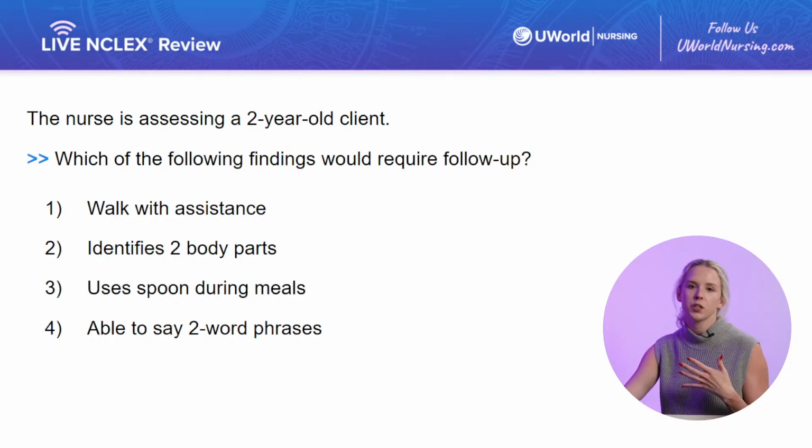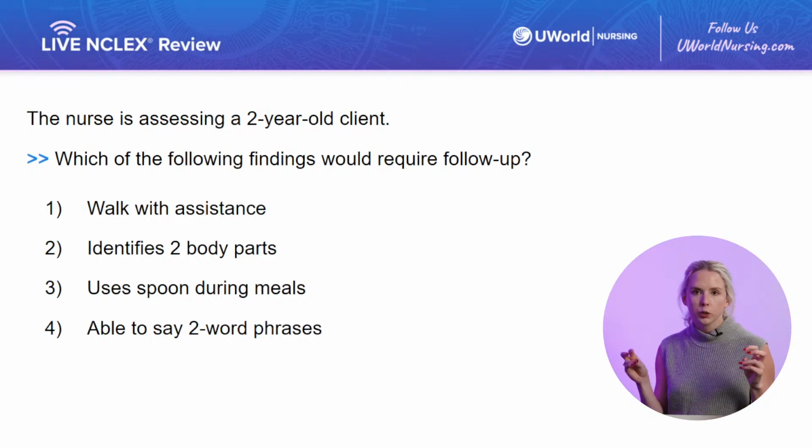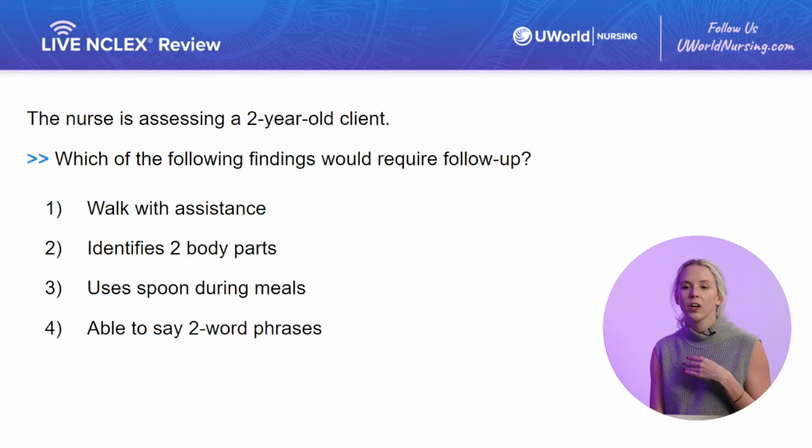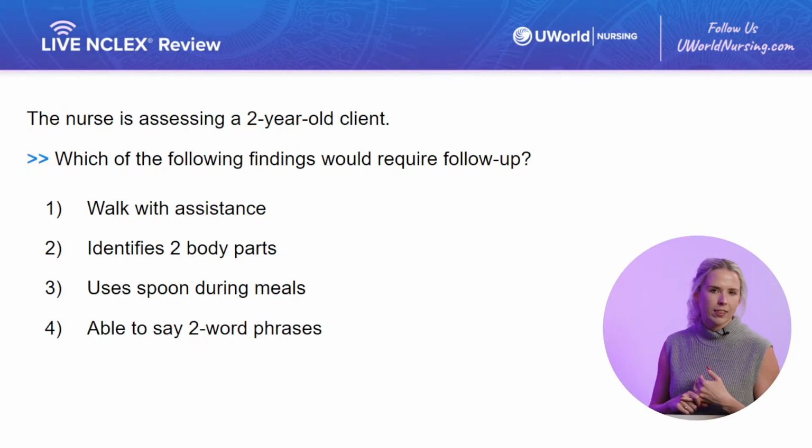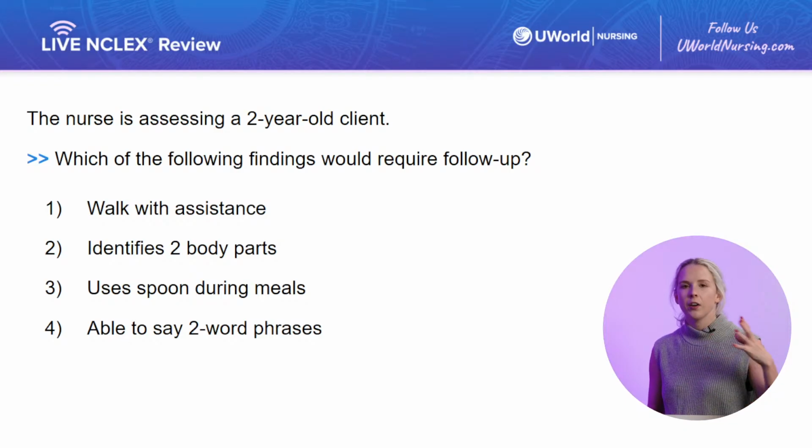So by the age of 2, our client really needs to be walking independently. We've outgrown that cruising stage, which is when they're holding on to furniture, a chair, a couch, or maybe a caregiver in order to walk. By the age of 2, they should be walking independently. So we would want to follow up option number 1 to see if there's anything concerning going on, maybe a neurological deficit, a developmental deficit, or something happening in the musculoskeletal system, but this does warrant our follow-up.